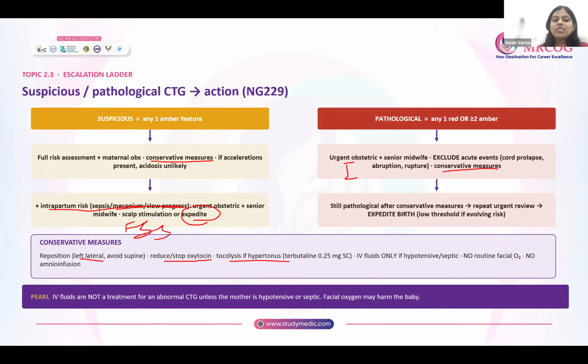See, routine facial oxygen and amnioinfusion, these measures are usually not recommended. IV fluids are recommended only if she is hypotensive or septic. Okay, so the pearl point here is IV fluids are not a treatment of an abnormal CTG unless the mother is hypotensive or septic. Facial oxygen is also not recommended as it may harm the baby.